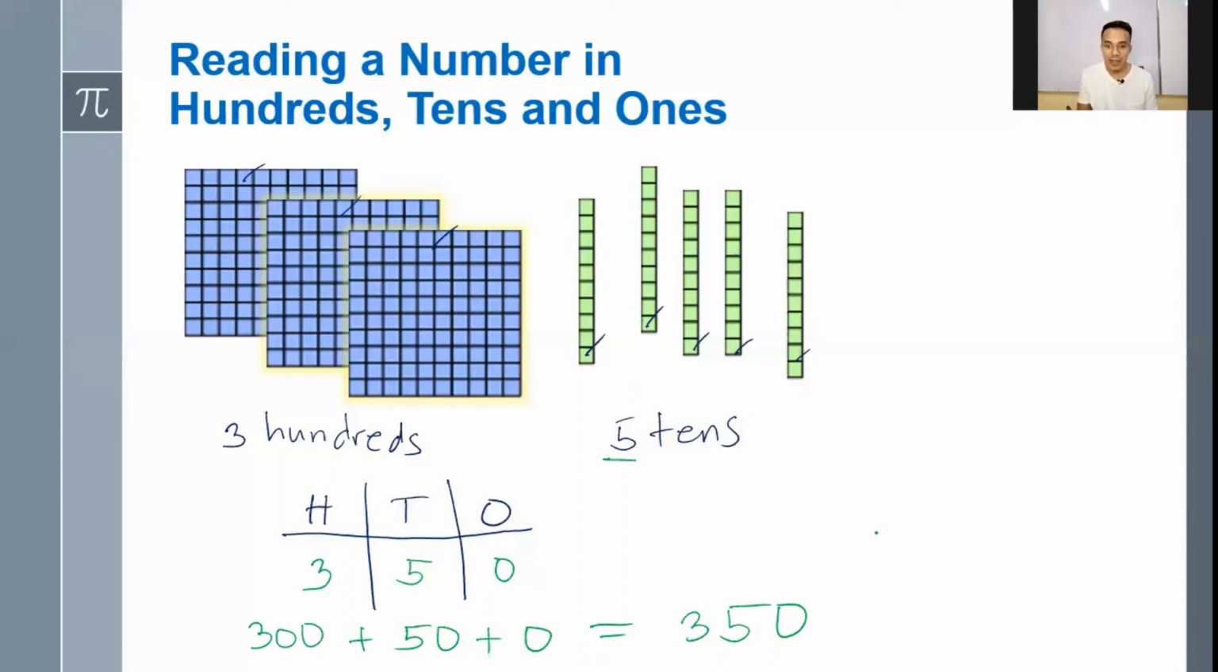And how do you write 350 in words? We have 300 and 50. 350. Okay. Next example.